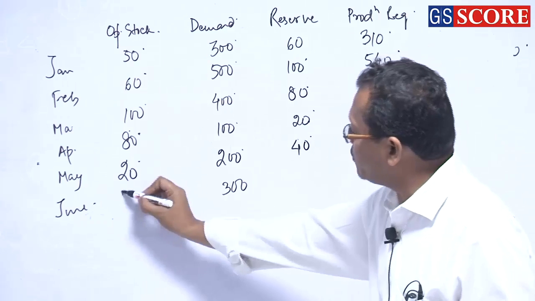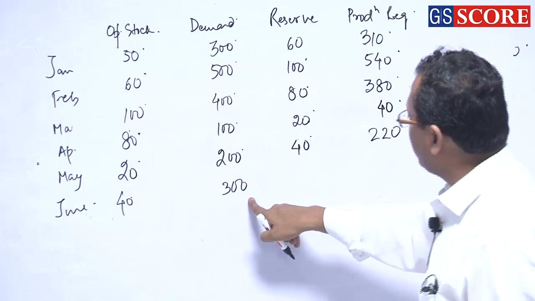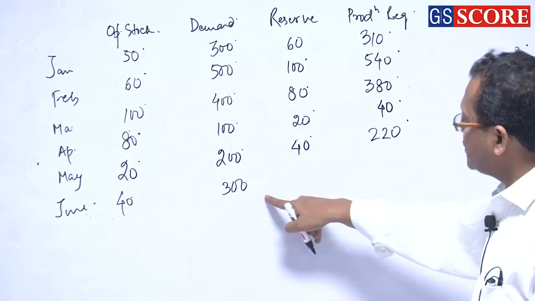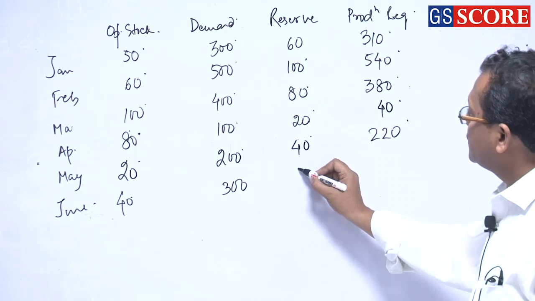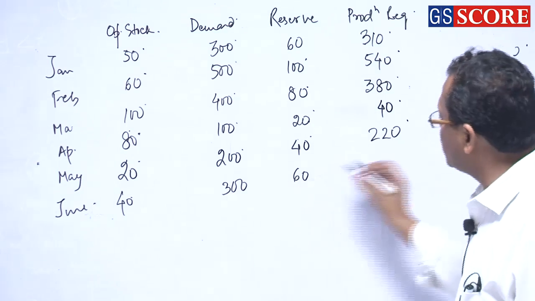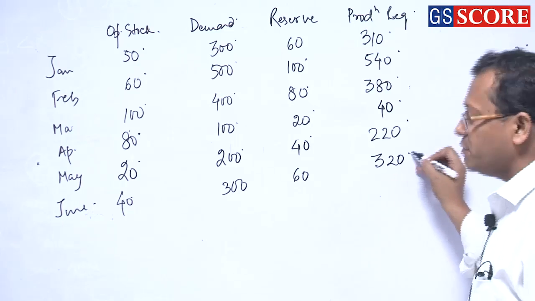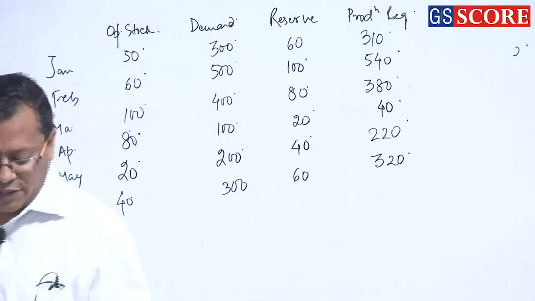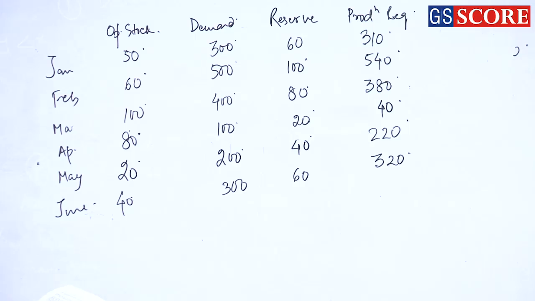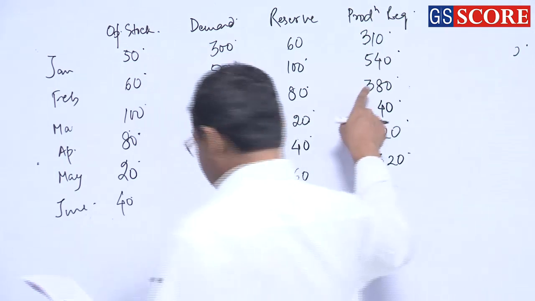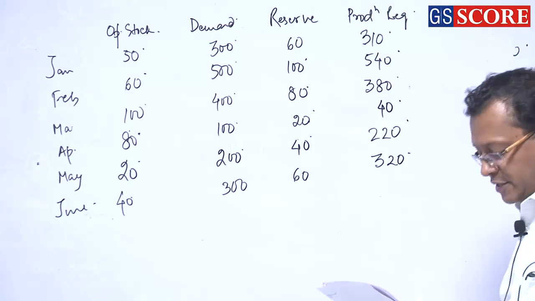And similarly for June, June's demand is 300. The reserve becomes the opening stock, so it is 40. So 300 plus 20%, which is 60, is 360, minus 40 is 320. This completes the whole table. So what is the opening stock for June? 40. So the correct option for the 11th will be B. What is the production requirement for March? It is 380. So it is option C.